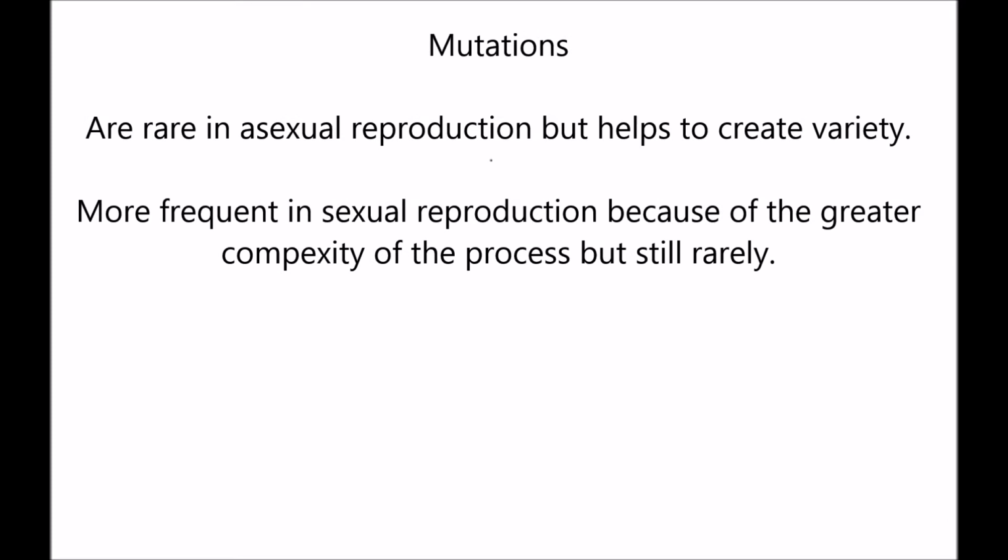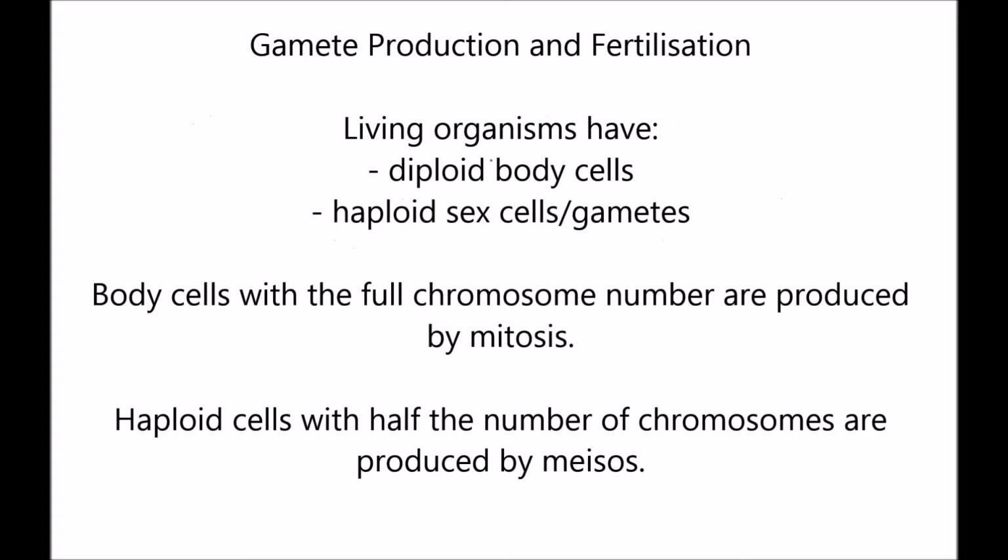Mutations. These are rare in asexual reproduction, but help to create a little variety. They are more frequent in sexual reproduction, but still very rare. They are more frequent because of the greater complexity of the process. Gamete production and fertilisation.